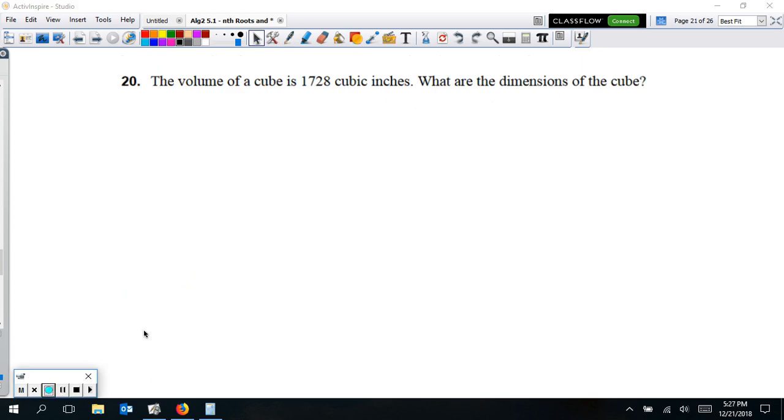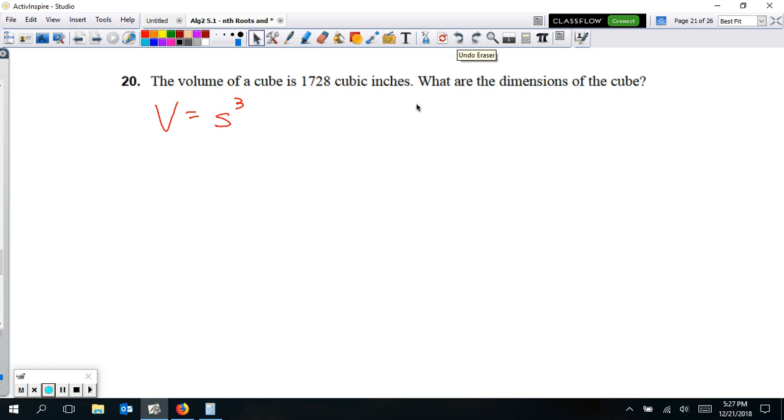Okay, so this last one, number 20, let's just look at this one. The volume of a cube is 1,728 cubic inches. What are the dimensions of the cube? So we need to know the volume formula for this. That's the first thing we would need to know, that the volume of a cube would just be side cubed. So V equals S cubed.